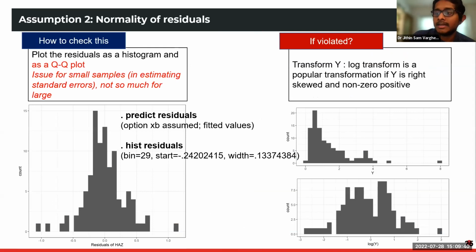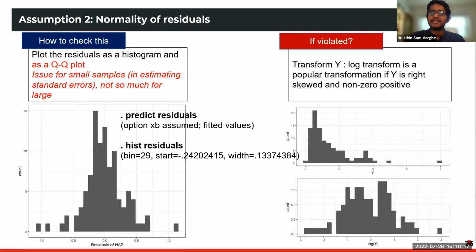Okay. Now, the second assumption which we need to consider is the normality of residuals. We need the residuals to be normally distributed for the linear regression, especially in small samples. Some people mistakenly think the dependent variable has to be normally distributed, but the issue is whether the residuals are normally distributed, and that's what we need to plot and see. We can get the residuals from Stata using the predict residuals command, and we can plot the residuals after that using the histogram command.